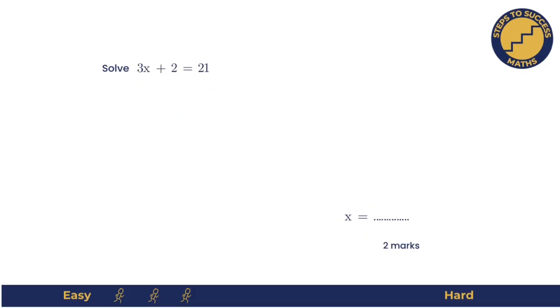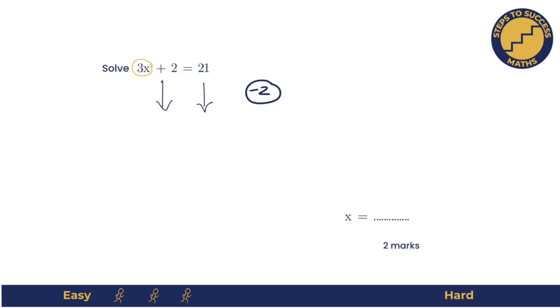Solve. 3x plus 2 equals 21. Okay, so the x is wrapped up with the 3, so our first step is to circle it. Then we've got plus 2, which we want to get rid of. So the opposite of plus 2 is take away 2. So train tracks and take away 2.